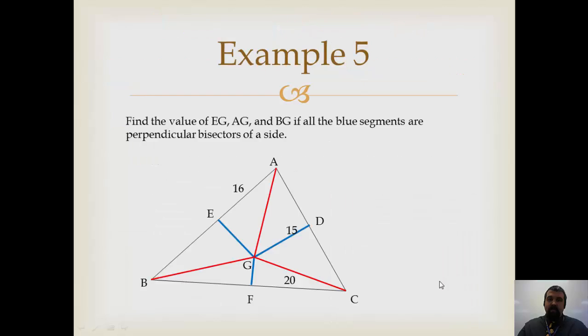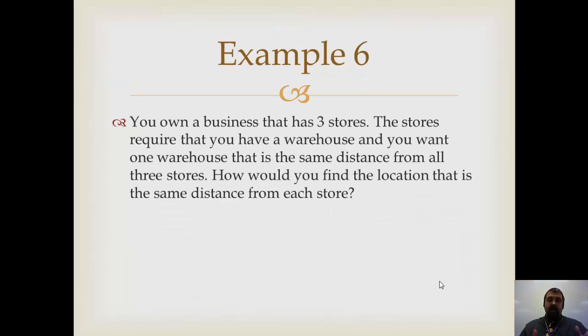So what I would do in example problem 6 is I draw the triangle. I would draw the perpendicular bisectors. Wherever those 3 perpendicular bisectors intersect is the spot I should build my building, if I want it to be the same distance from all 3 stores. There are definitely other applications. I'll leave it up to you to find them.